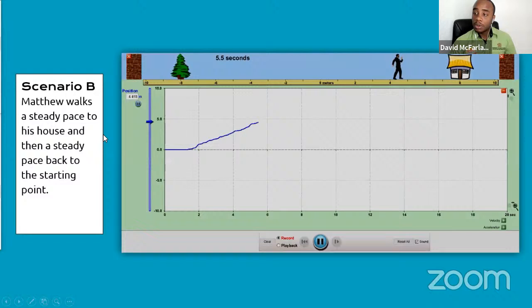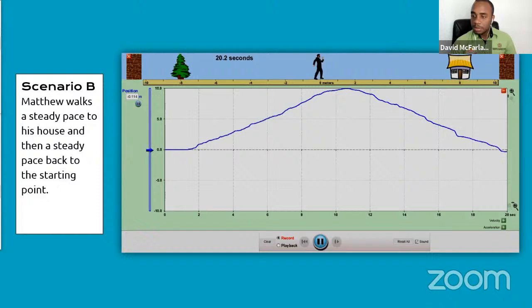He's going away, he's heading to his house. Not hurrying though, he's just taking his time. And then as soon as he gets there, he's coming back to the starting point. Doesn't need to go home again. He remembers what he covered. So he comes back to the starting point.